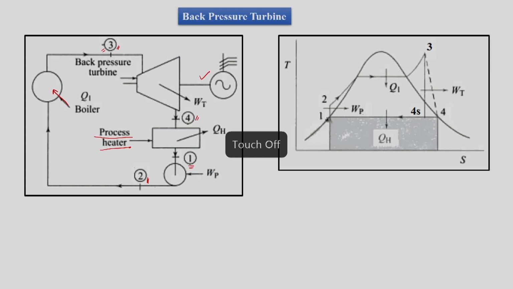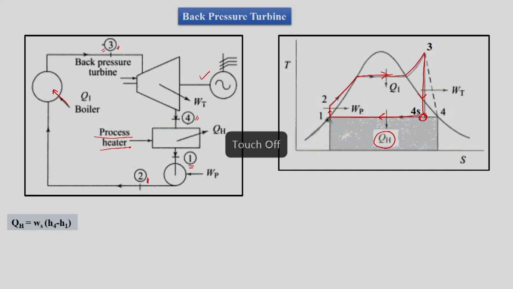Then we have the T-S diagram, where 1 to 2 is the pumping process, 2 to 3 is the heat addition in the boiler, 3 to 4 is the turbine, and then 4 to 1 is a process where we are releasing heat, and that heat is released for process heating. So this is how we are presently thinking, and such a turbine in which the exhaust is supplied to the process heater instead of a condenser is called a back pressure turbine.